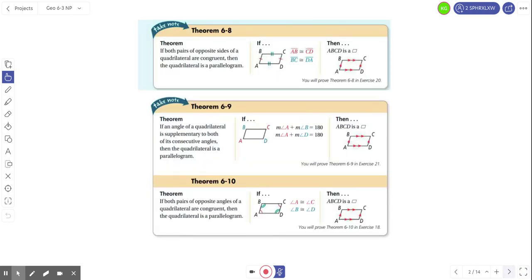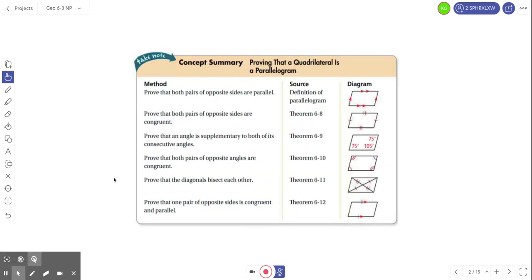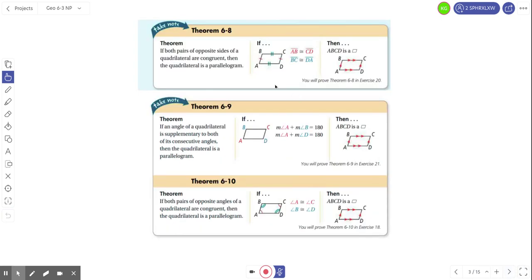There's going to be a bunch, so write these down. Here's a better one, if you're going to write them down, this is more concise and to the point. This is all the different ways we can prove if a quadrilateral is a parallelogram. And we'll go through these theorems 6.8 through 6.12 in this lesson. So you can pause it, write these down now if you want.